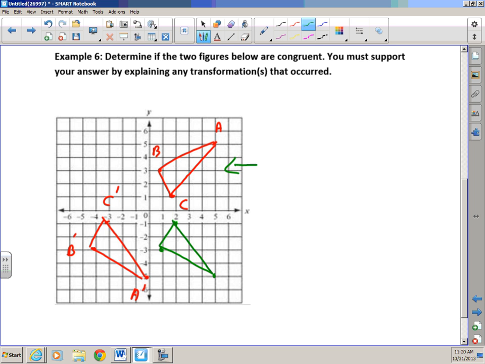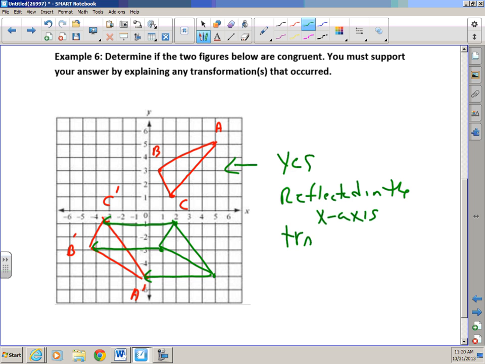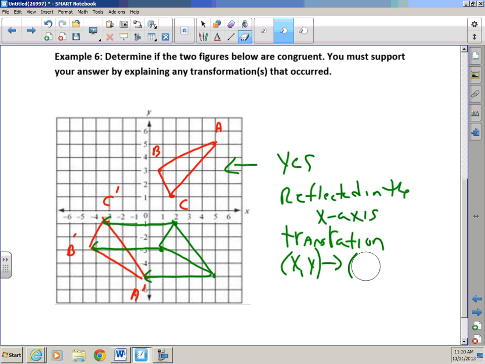So it first looks like they are congruent, that I reflected in the x-axis. And then it looks like all I simply did was shift this whole thing to the left. And that's correct. A shift like that is called a translation. And how did I do it? Y didn't move. X shifted 5 units to the left.